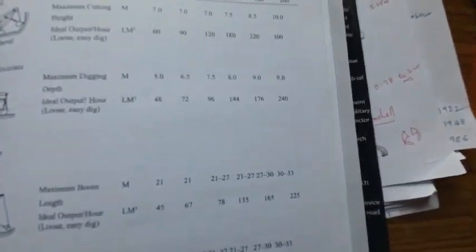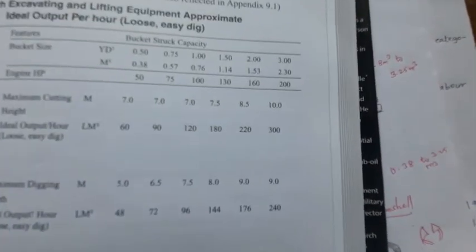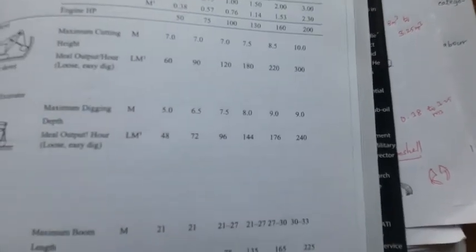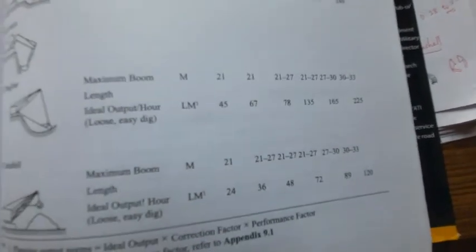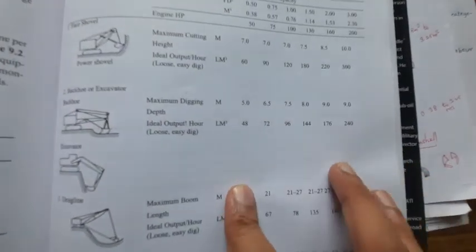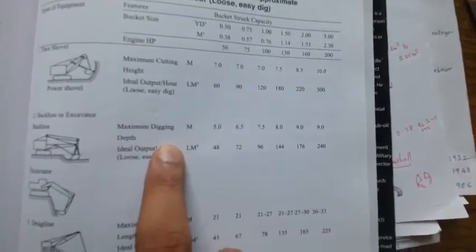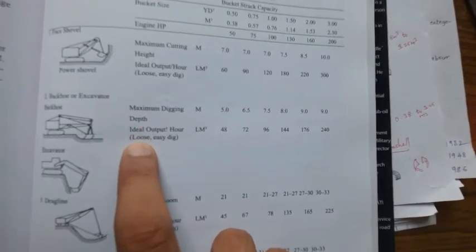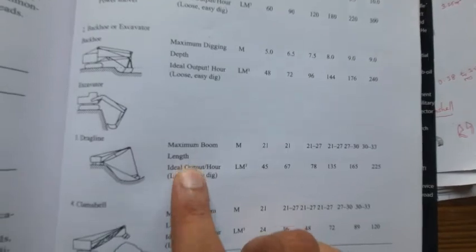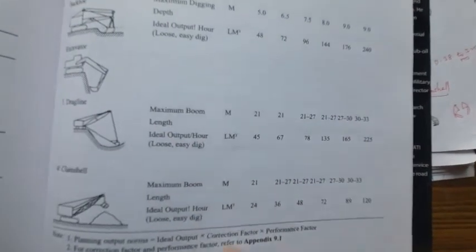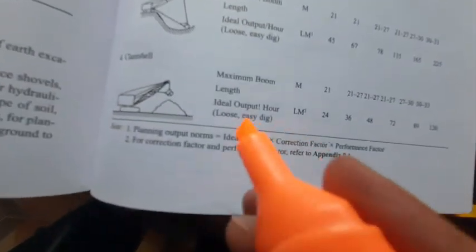I am trying to make it visible clearly, so you can take a screenshot of that, or you can see the notes I have provided. They are given in a table of excavator productions, which is helpful for solving the problems. And these are the maximum digging depth and the ideal output, how much is going to be there. Same thing with the drag line. Here you have to remember this.